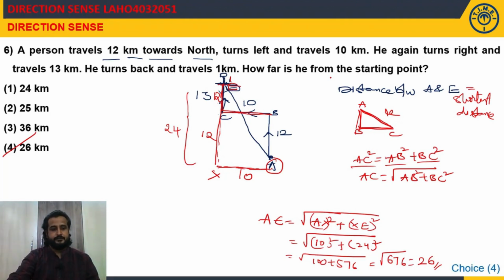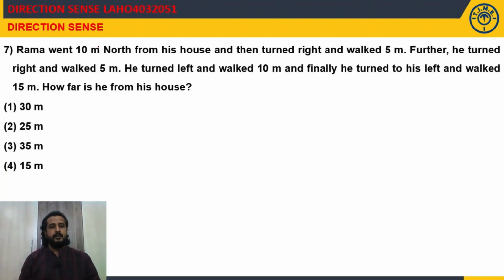Seventh one. Ram went 10 meters north from his house. Let's say it is the house. From the house, 10 meters towards north. Then he turned right and walked 5 meters. While moving north, what is the right hand side? East. So 5 meters. You should be thorough with the left and right. Further he turned right. While moving east, what is the right hand side? South. How many meters? 5 meters.